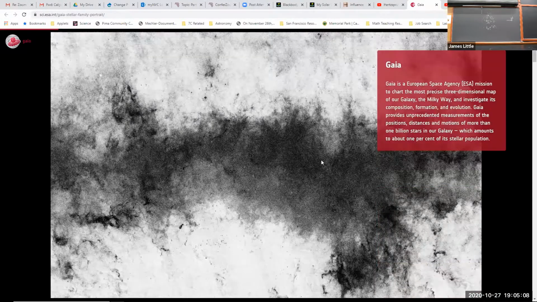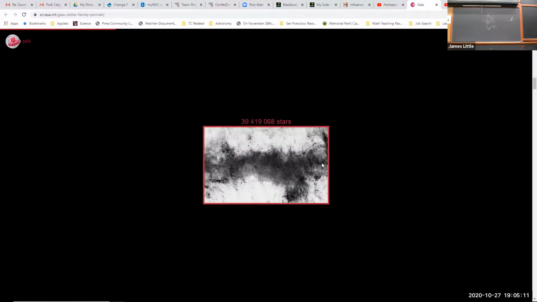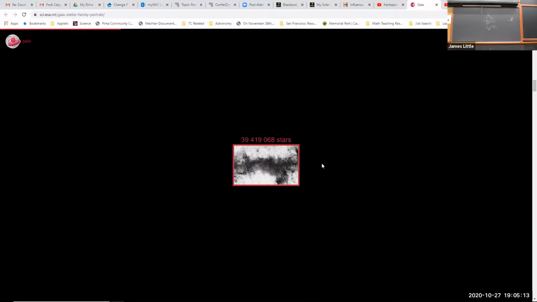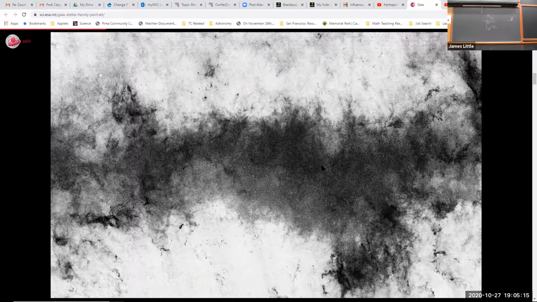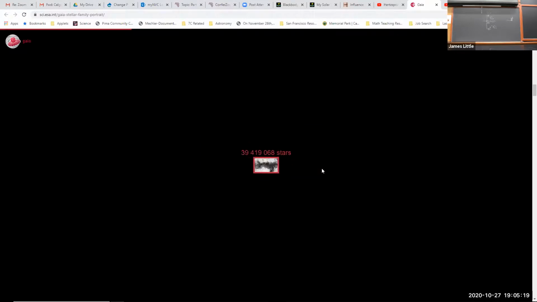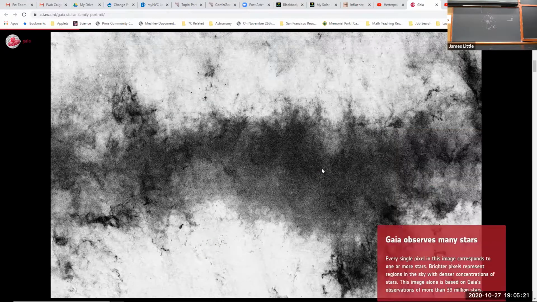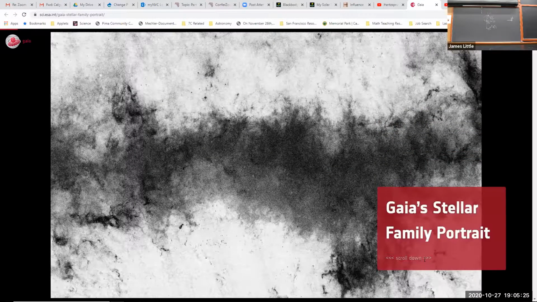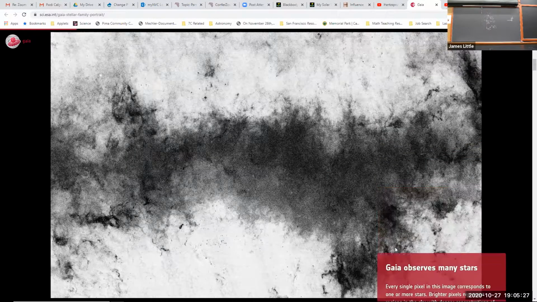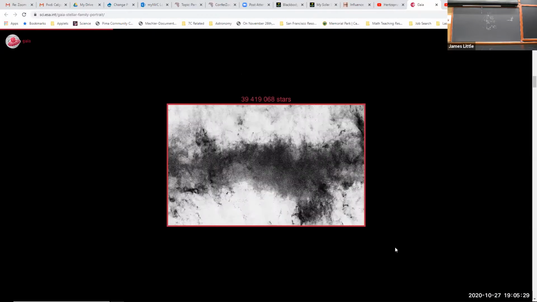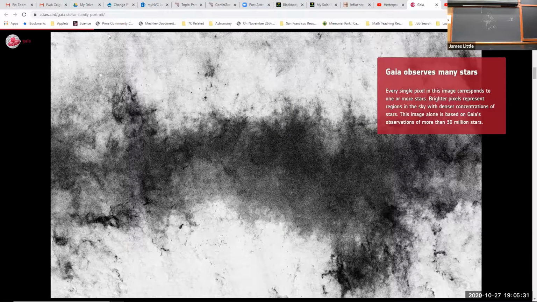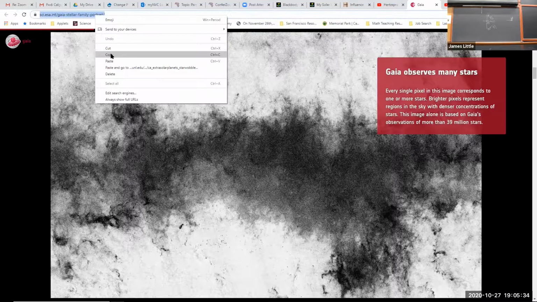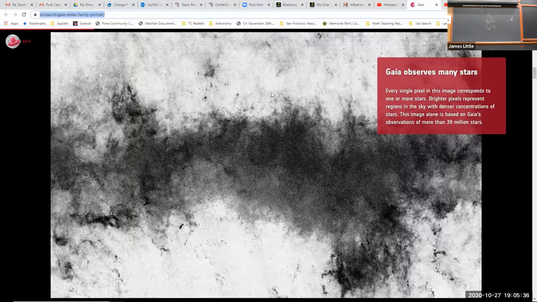Okay. So here are HR diagrams of, what this is supposed to be showing me is HR diagrams of different star systems. And that is not what I'm getting. And I'm not sure if it's my browser or what. Let me try a different browser real quick just to see if that works any better.